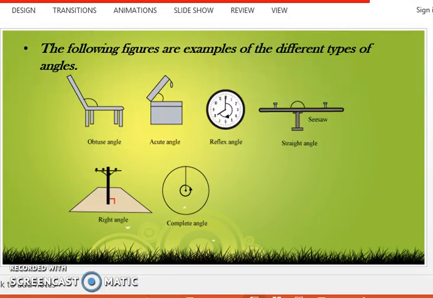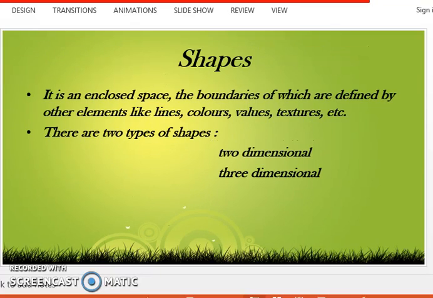If you see the first chair position, it is an obtuse angle, whereas a lid opening up is an acute angle. Then reflex, after it a straight, right, and last we have a complete angle.